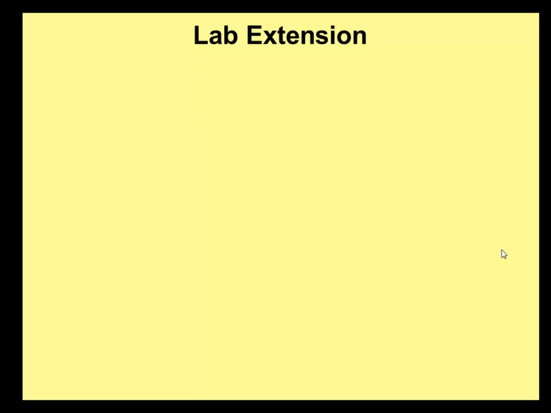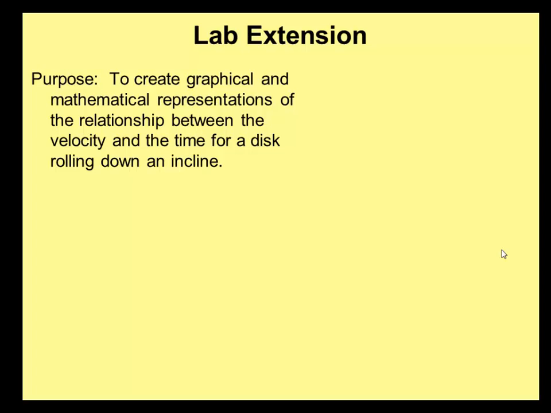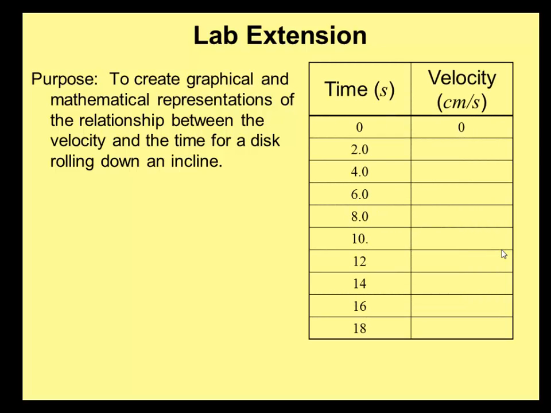lines so that we can figure out if there are graphical and mathematical representations of the relationship between the velocity and the time for a disc rolling down an incline. We now know that that velocity is the slope of the tangent line to the position versus time graph. And so I'm going to show you here in a moment how we're going to figure that out using your TI calculator. You will eventually fill in a nice data table that looks like this.